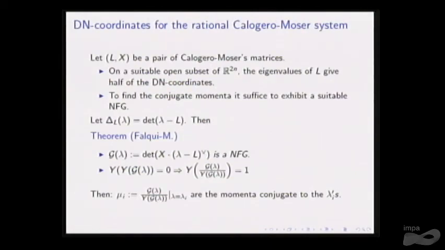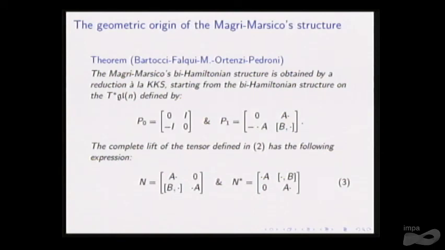Okay, so what we proved was the following: that this very complicated Poisson bracket, written in coordinates, can be obtained just by doing some sort of reduction, like Marsden and Weinstein, starting from these two Poisson tensors.